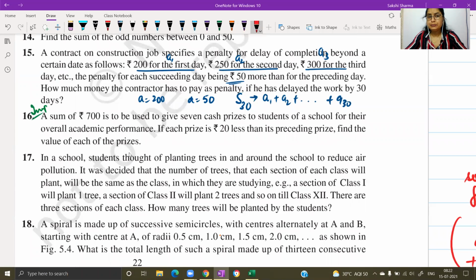Anyone? How do we start? Can assume the first prize to be x, and then the next term would be x minus 20. Right. So we can take the first prize as x rupees, then the second prize will be x minus 20 rupees. So on, you can write down what will be the value for the 7th prize, and then you can write down that the total amount is equal to 700. वो जो 7 prizes का separate amount है, they will add up to 700.